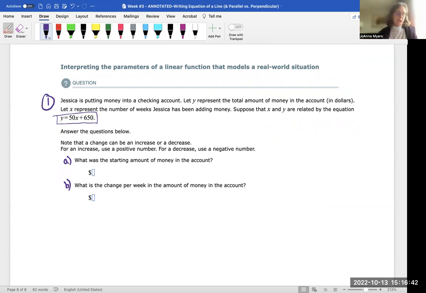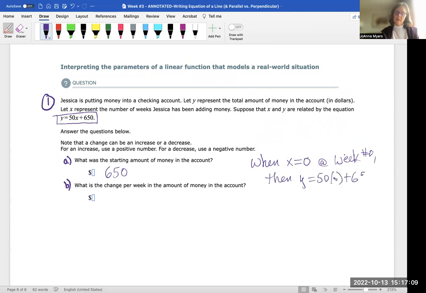All right, note that a change can be an increase or a decrease. For an increase, use a positive number. For a decrease, use a negative number. What's the starting amount of money in the account? $650. When X equals 0, at week number 0, then we can use this equation to say Y is 50 times 0 plus 650. So 0 plus 650 is just 650.